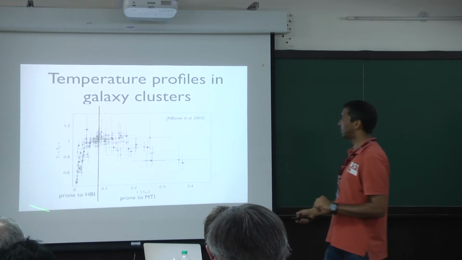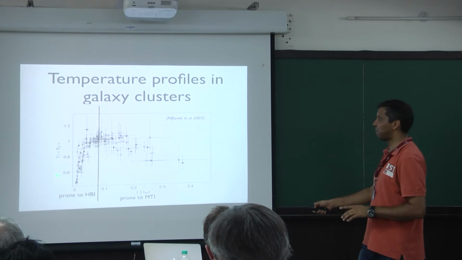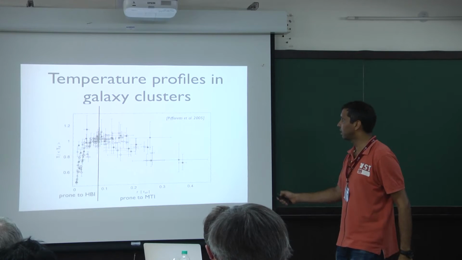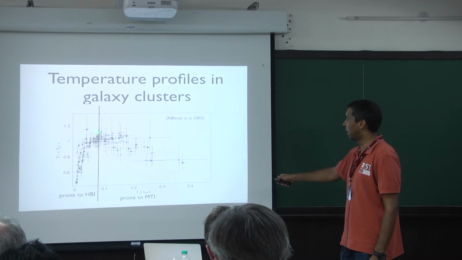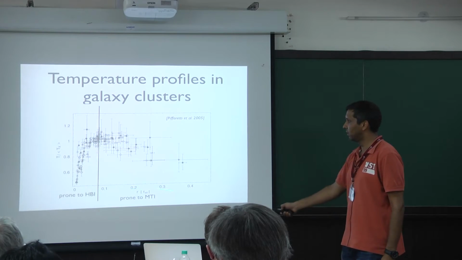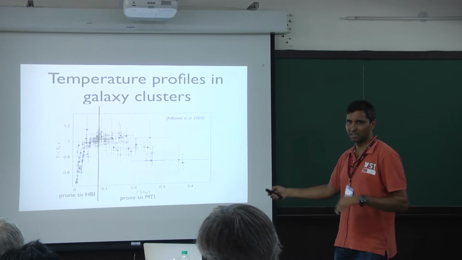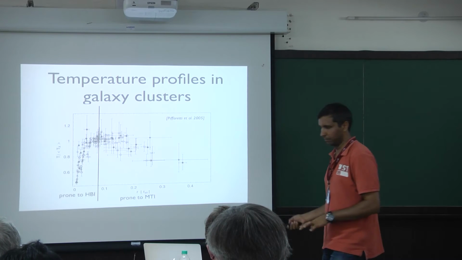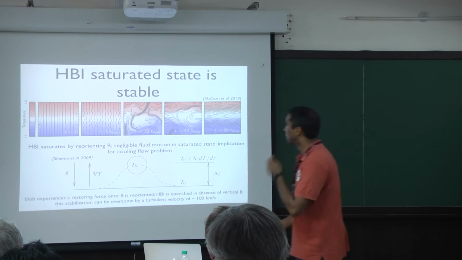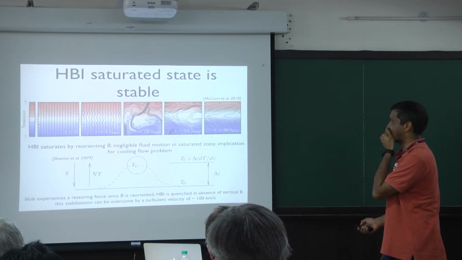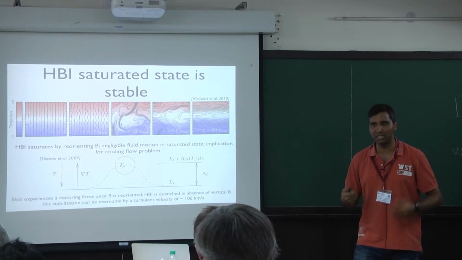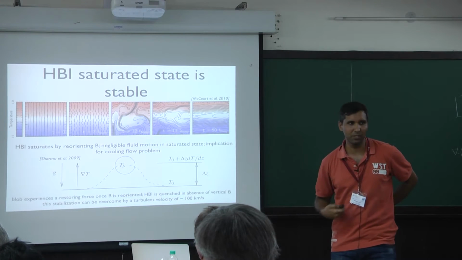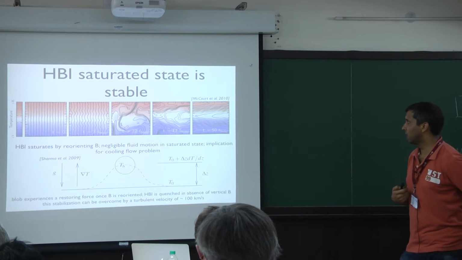Okay, so this is a compilation of temperature profiles of different clusters, and you do see that there is an inner region where temperature increases and an outer region where temperature decreases. So you have both of these instabilities at least possible. Right. So we have talked about the linear instability, but the question is how do these saturate and what happens in the nonlinear state. Okay.